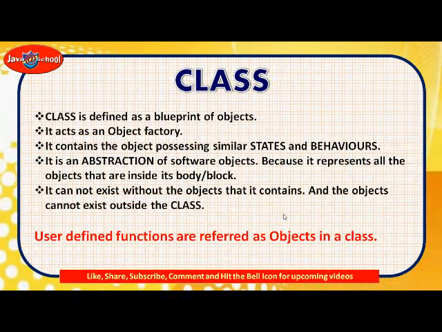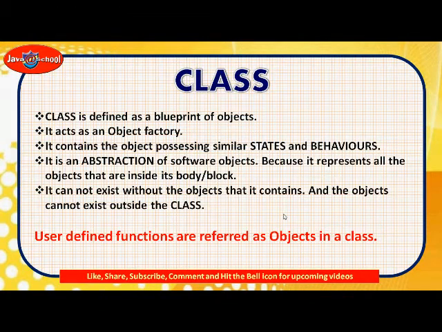So what is a class? A class is defined as a blueprint of objects. Why is it called a blueprint? Because using an existing class, new objects can be easily created, having similar states and similar behavior. That's why it is called a blueprint of objects. It acts as an object factory, and the objects possess similar states and similar behavior.